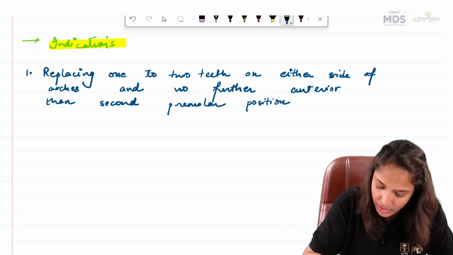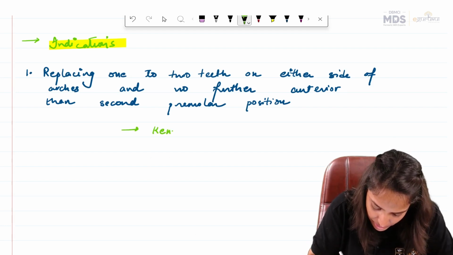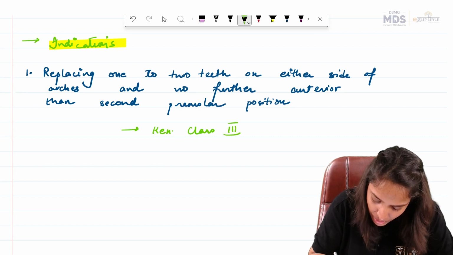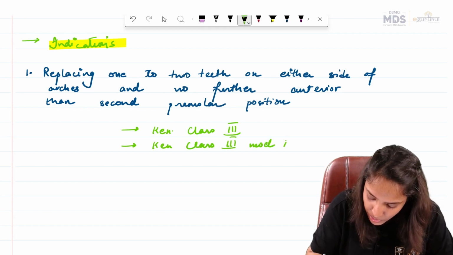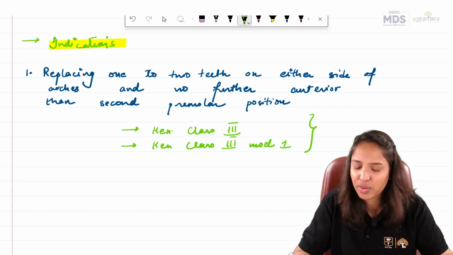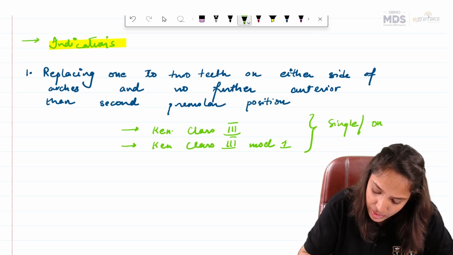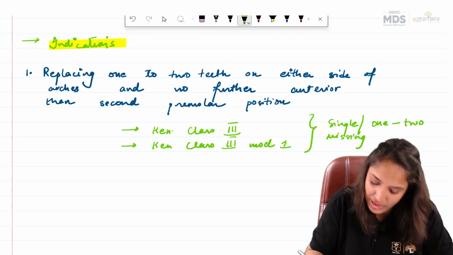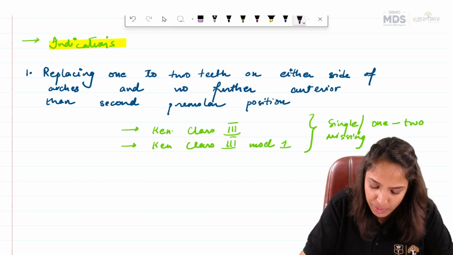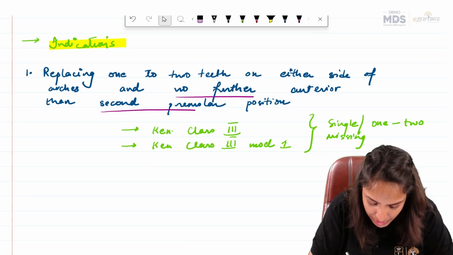So from this, what we derive is this is used for Kennedy's class 3, or it can be even used for Kennedy's class 3 modification space 1. But in both of them, the requisite is that it should be just single or even 1 to 2 teeth missing, not more than that. That is a point that one should remember. Another point which is key over here is it should be no further than the second premolar position.